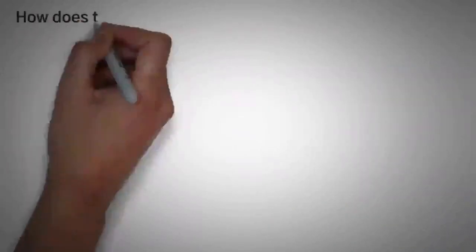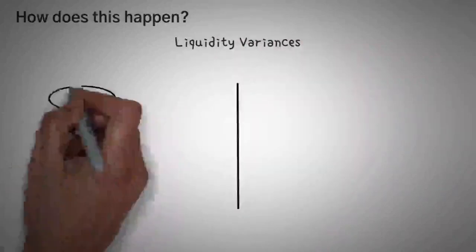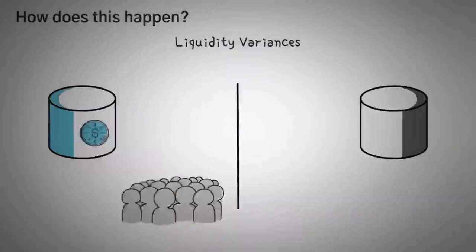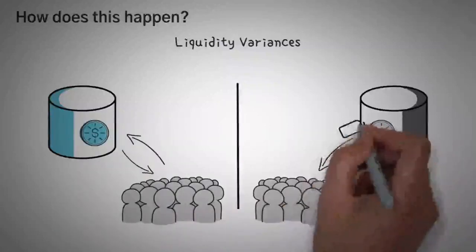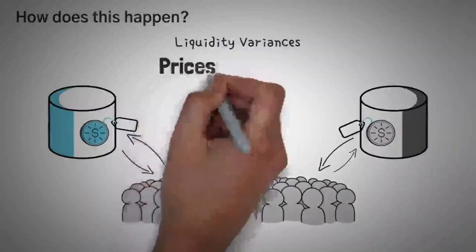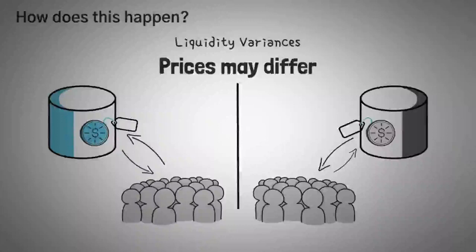Now you may be asking, how does this happen? Well, there are liquidity variances between crypto exchanges. That was a bunch of words to say each exchange has people buying and selling from it, and this buying and selling sets the price of that crypto in that exchange. In some cases, the price on one exchange is a few dollars different than the price on another exchange.